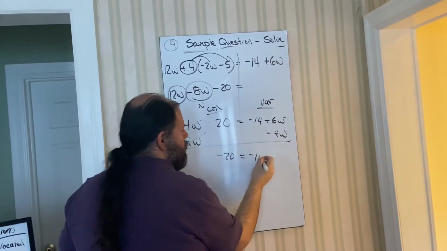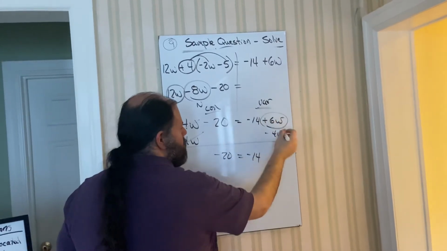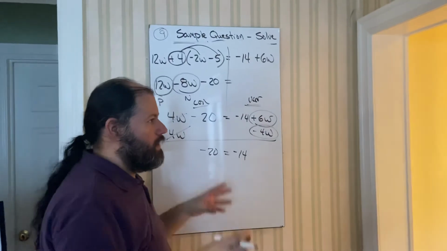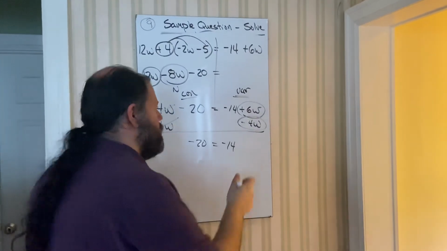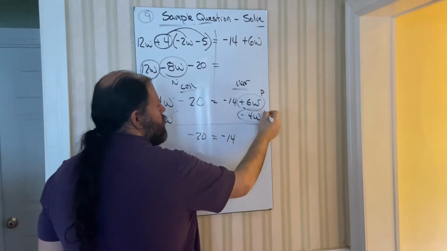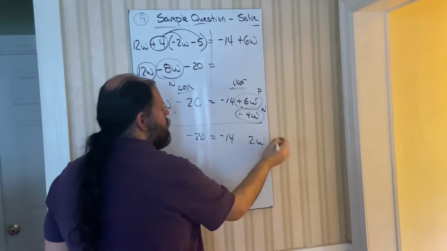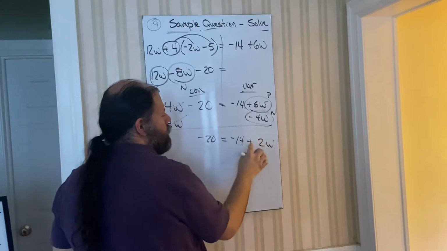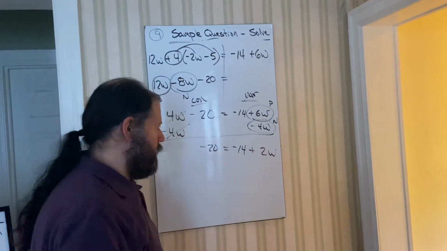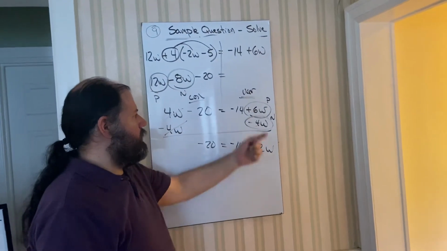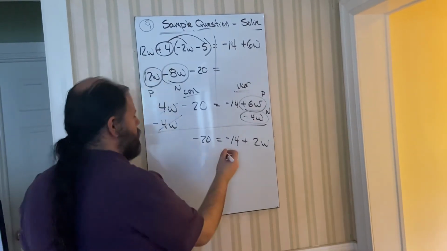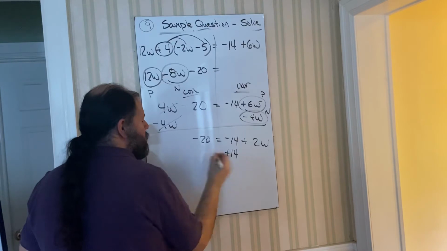This is still there, because only the variables are like terms. When you have a positive 6 and a negative 4, you know that they're different labels. When they're different labels, you subtract. We'll get 2W. 6 versus 4, team 6 wins, so team positive. So notice I put a plus 2W. Now notice this negative 14 is not a variable, so you need to move that over. So the opposite of a negative 14 would be to add 14 to both sides.